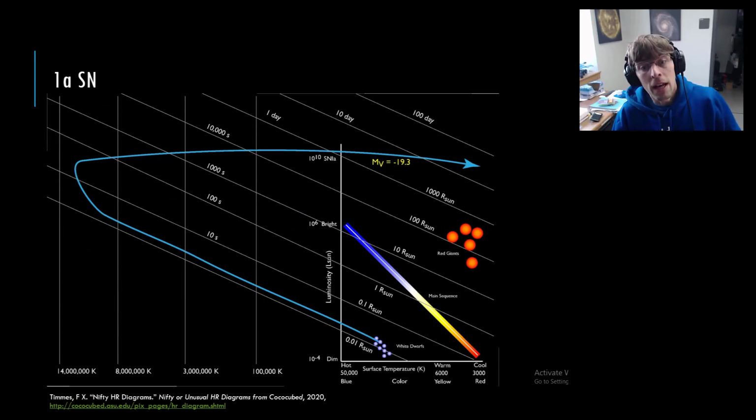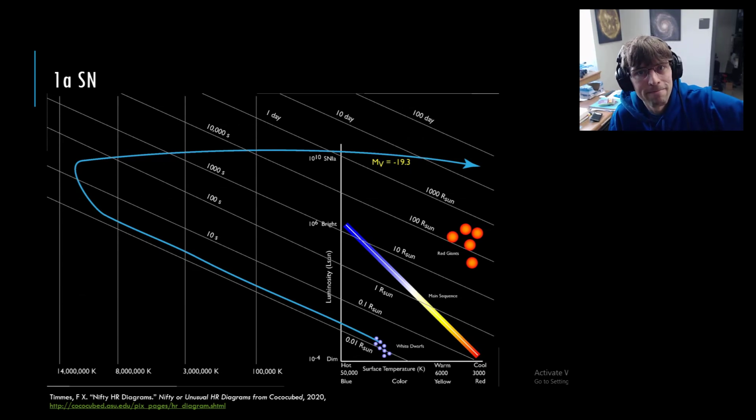Boom. And in fact, after about a day, you can get up to 10 to the 10th in terms of luminosity. That's about the peak luminosity. If you're doing absolute magnitude, that's about negative 19.3. That's how luminous these stars become in the supernova process.